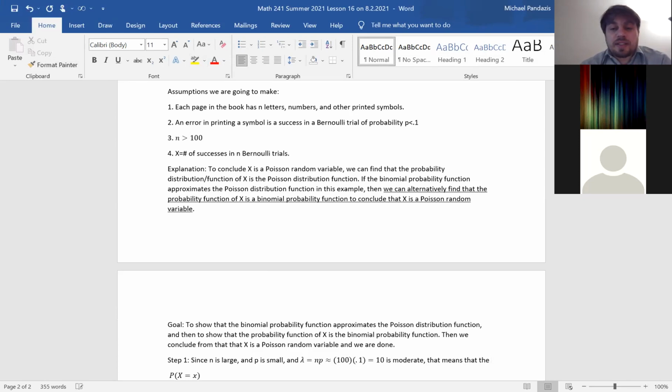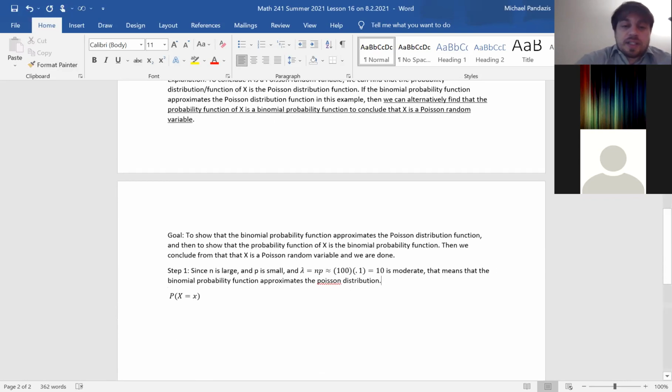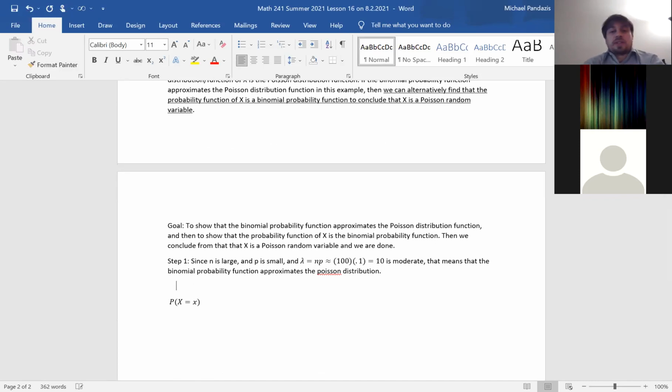That means that the binomial probability function approximates the Poisson distribution function. So you see step one? You see how that worked? And now step two, we're just going to show that, find that the probability function is the binomial probability function.